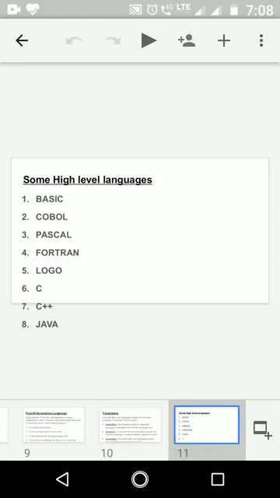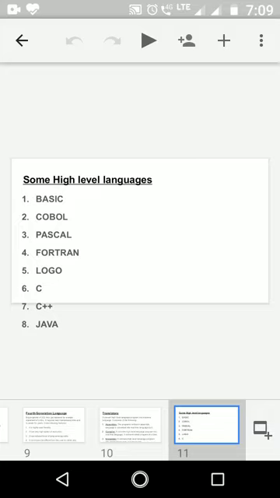After this, we are having some high level languages. The first one is BASIC, which stands for Beginners All-purpose Symbolic Instruction Code. It was developed by John G. Kemeny and Thomas E. Kurtz in 1964. It is a general purpose language.